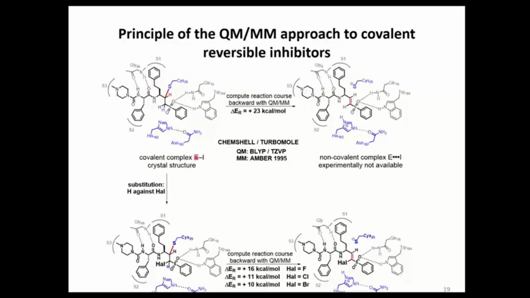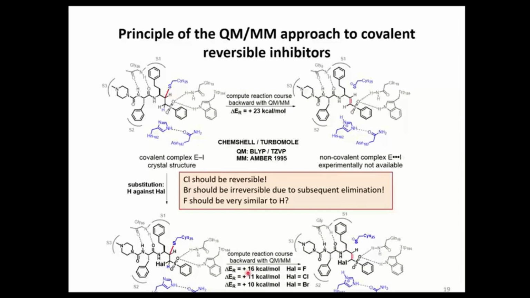In the case of the irreversible K11, the reaction energy was found to be 23 kcal per mole, which nicely fits the irreversible nature of this inhibitor. In a second computation, the warhead was substituted by halogen atoms, and again the reaction was computed backwards to the non-covalent complex. This yielded lower reaction energies for all halogen atoms. For chlorine and bromine, energies were predicted which should lead to a reversible Michael addition. But in the case of the fluorine atom, an irreversible reaction similar to K11 should take place.